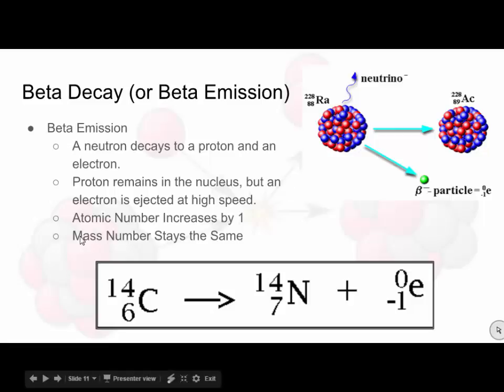So if we look at our equation for a beta emission, or beta decay, we'll see that our atomic number on bottom goes up by 1, so it goes from 6 to 7. But our mass number stays the same, 14 and 14. That's because our electron has no mass.